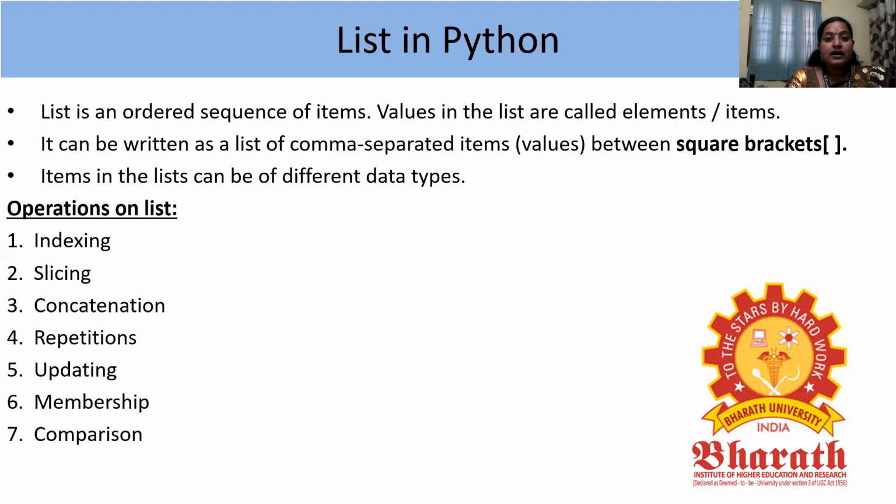Normally, what is meant by array? Array is a collection of similar data types, whereas list is a collection of different data types. Arrays and lists are similar only, but the difference is that one is a collection of similar data types, the other a collection of different data types. That's all. Indexing, slicing, everything will be the same. The operations on the list are indexing, slicing, concatenation, repetition, updation, membership, comparison.